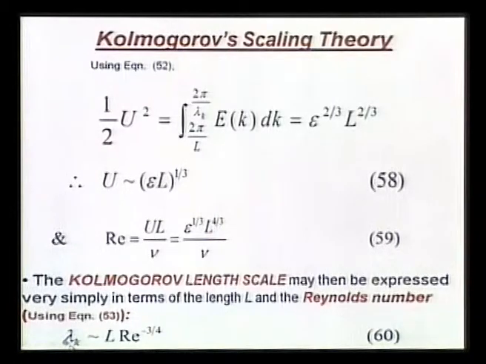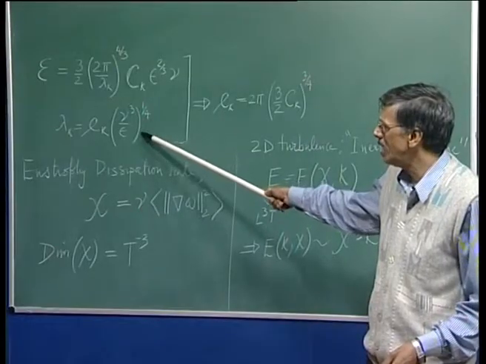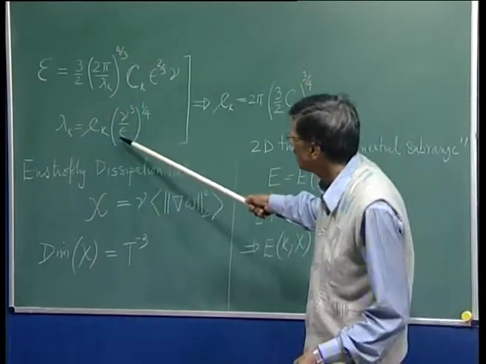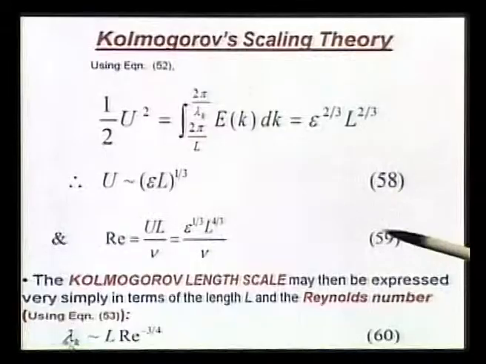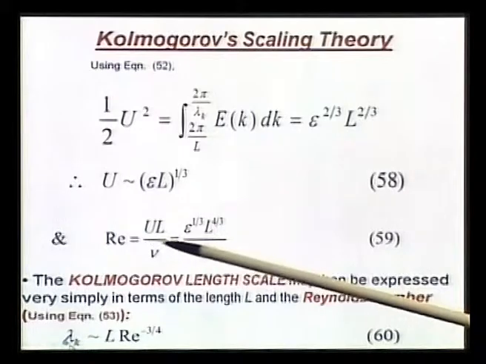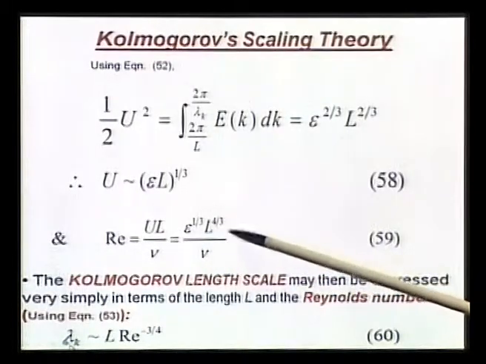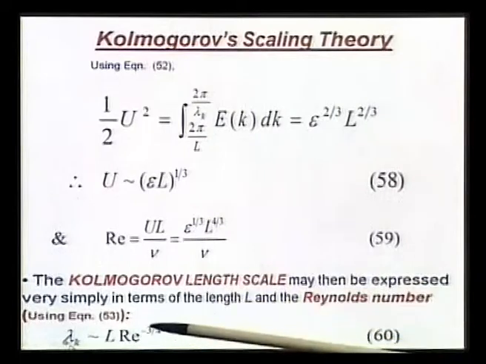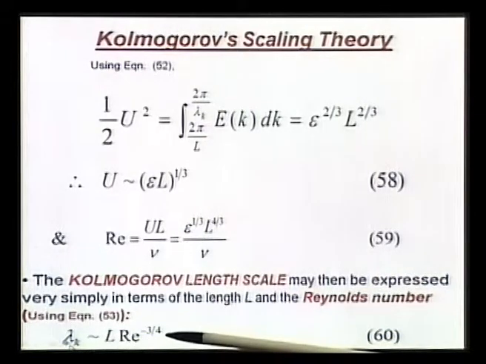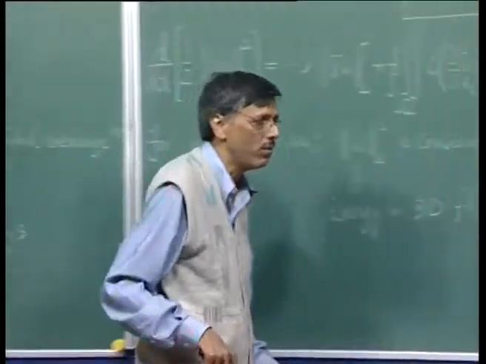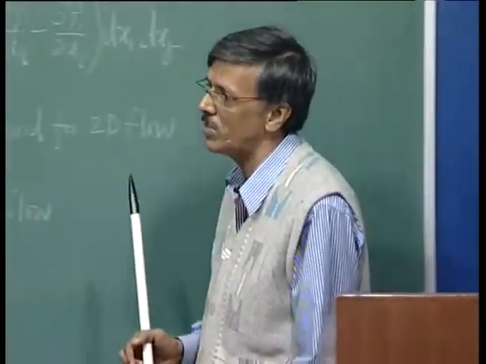Now, we have already seen the definition of the Kolmogorov scale like this. What I propose to do is that instead of epsilon here, I take the epsilon from this expression, nu Re over L to the power 4/3, plug it in there, then you will see that lambda_k goes as L times Re to the power minus 3/4. So, that basically is a very important information.